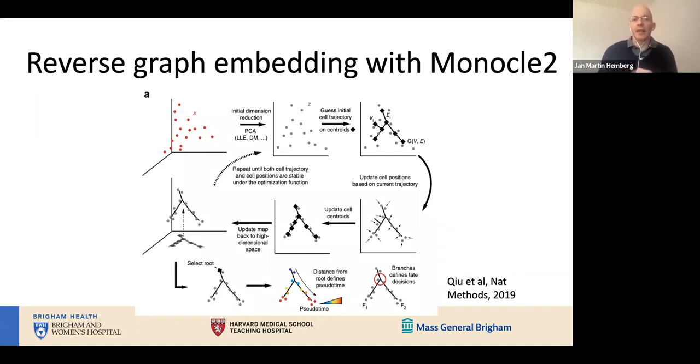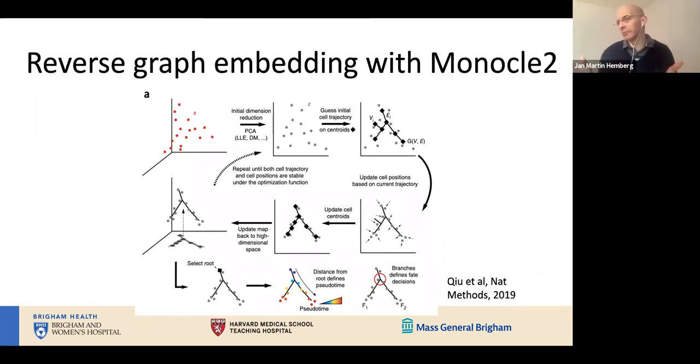So Monocle 2 will automatically try to identify the number of branching points and their locations. One drawback of not just Monocle 2, but most of these methods, is that they can't tell you the direction. They can't tell you where the process starts and which is the starting point and which is the end point.